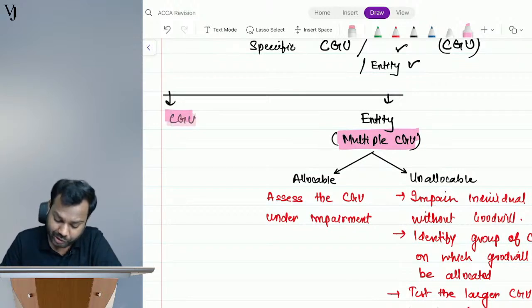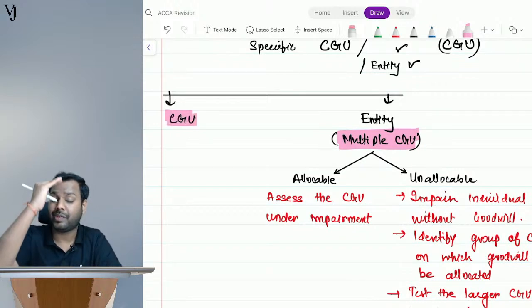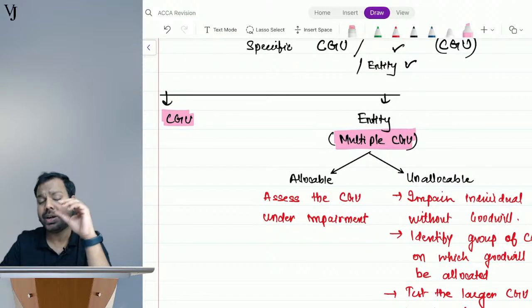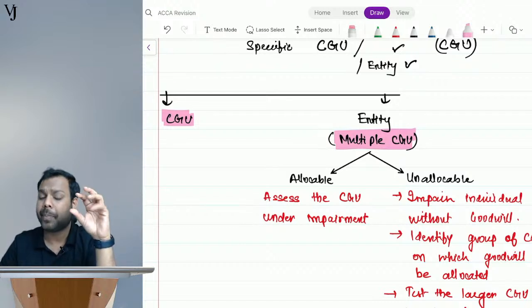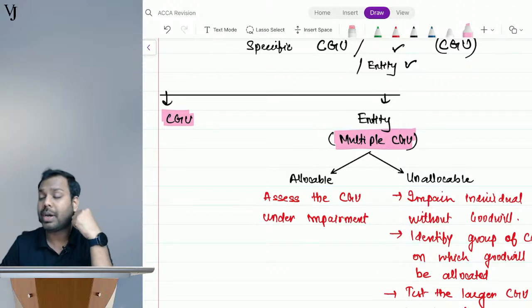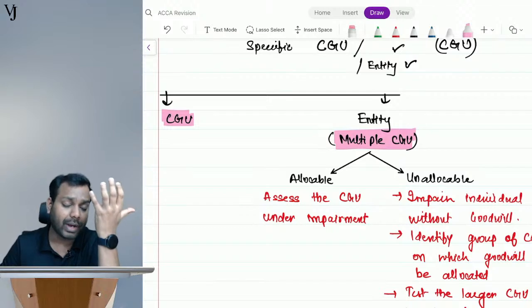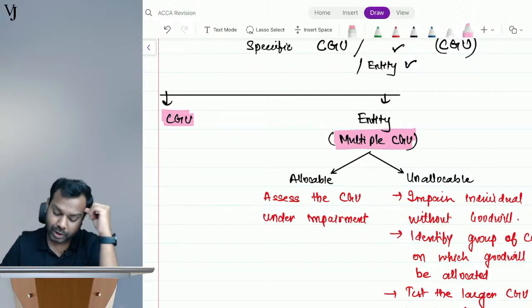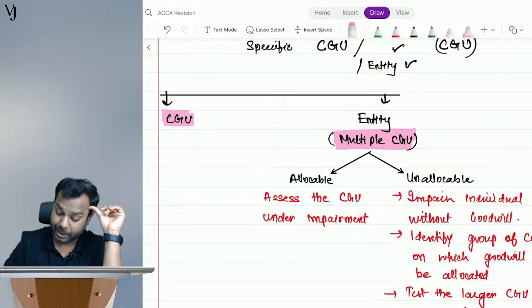If it is for one CGU, we'll test the whole CGU for impairment, because we cannot test the individual assets for impairment. An individual asset is not capable of generating cash flows. If they are not capable of generating cash flows, I will not be able to calculate value in use. If I am not able to calculate value in use, I will not be able to calculate recoverable amount. If no recoverable amount, no impairment loss. Hence I have to test the whole CGU for impairment.